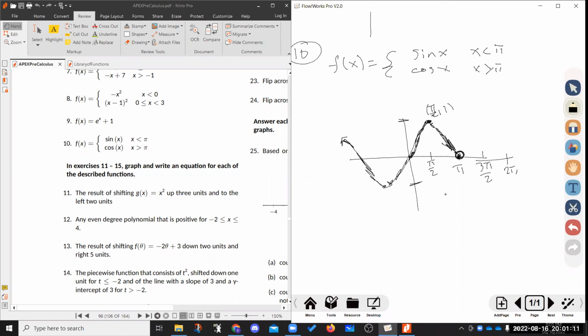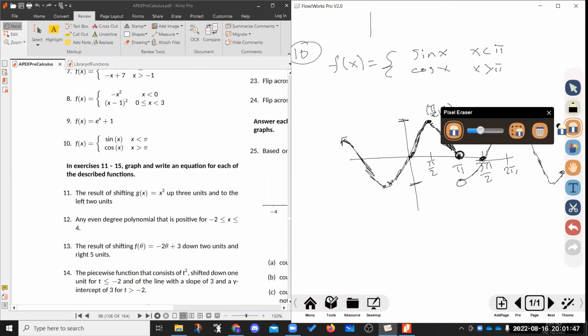At pi, our cosine of pi is -1. So we're going to come down here now. And then our cosine of 3 pi over 2 is 0. The cosine of 2 pi is 1. And we're going to follow the cosine graph at this point. We keep going like so. All right.